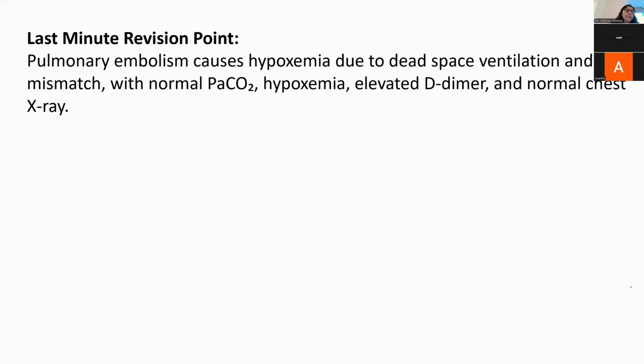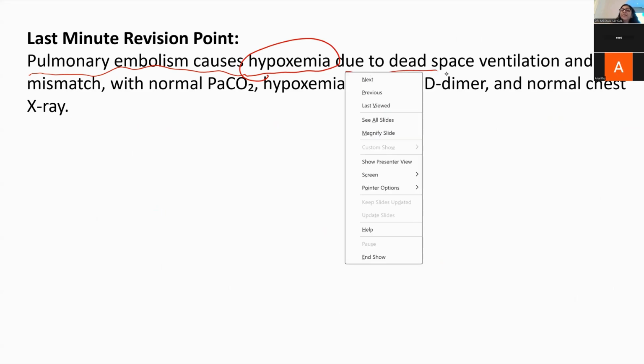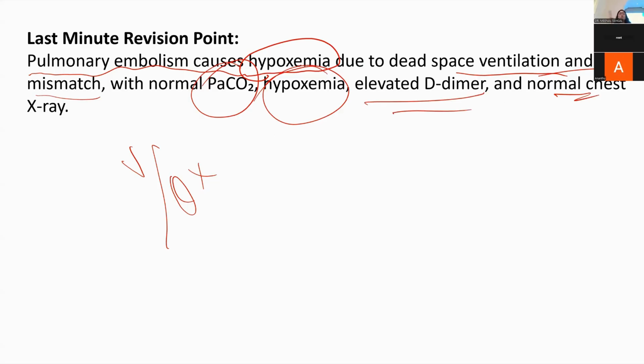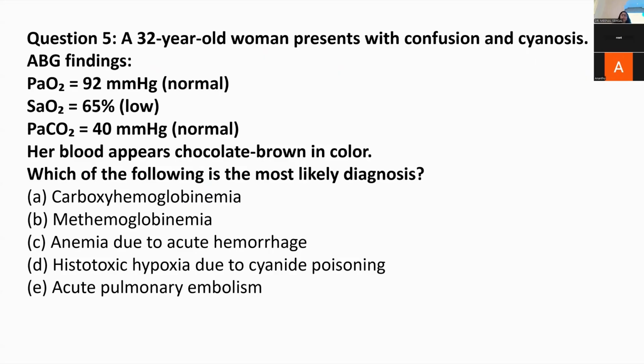So take home message, the last minute revision point. Pulmonary embolism causes hypoxemia due to dead space ventilation and VQ mismatch. Dead space ventilation because the perfusion is less. With normal PaCO2 and hypoxemia with elevated D-dimer and normal chest X-ray. Okay. So coming to the last question of the day.